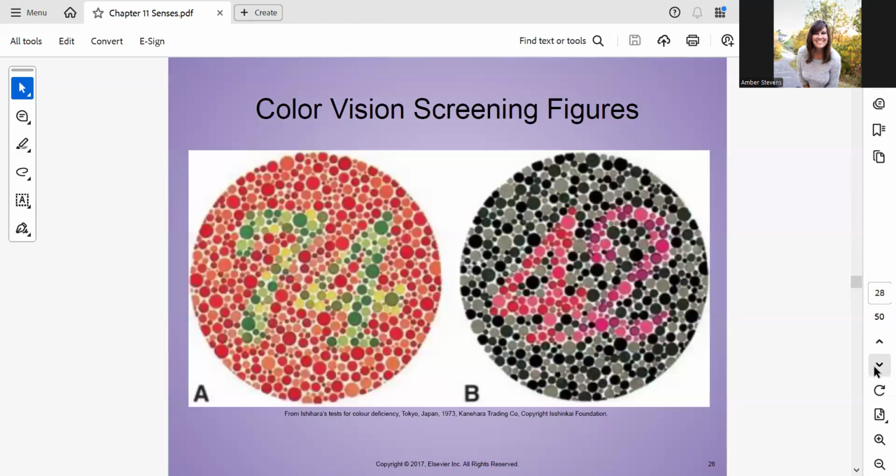Now, here's a color vision screening. So you should be able to see different numbers within those two examples.